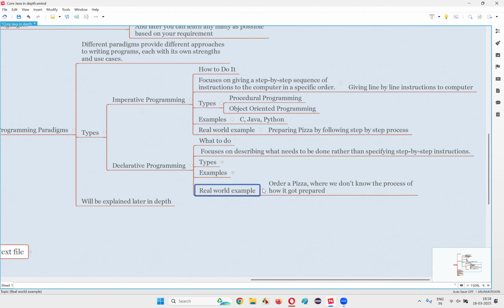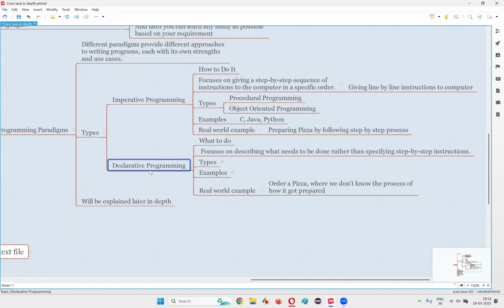In the real world, you can compare that with ordering a pizza, guys. When we don't know how it is prepared, we simply order the pizza. We don't have to follow a step-by-step process. Simply, I want pizza. You use a food delivery app, order the pizza, and it comes to your home. That is what declarative is.